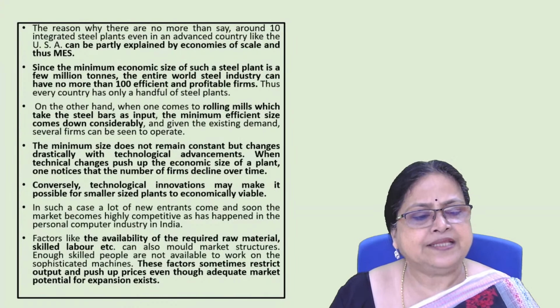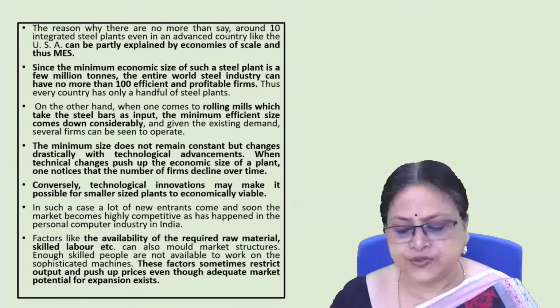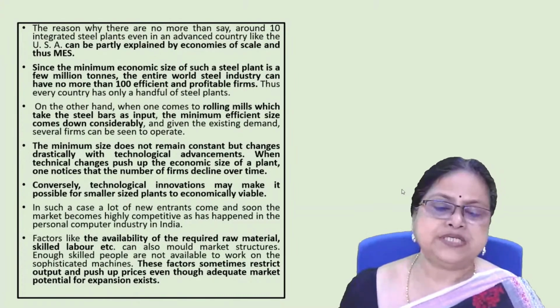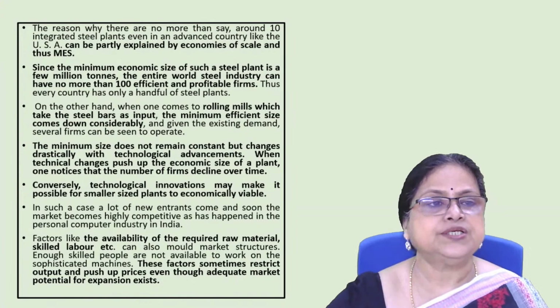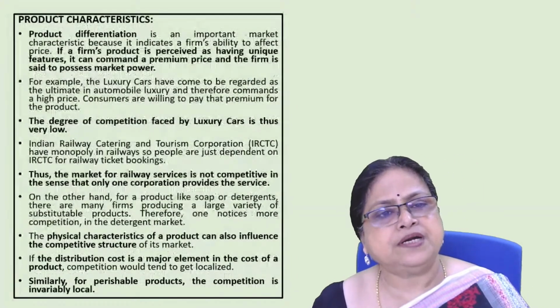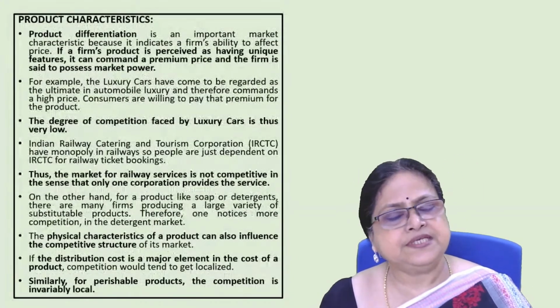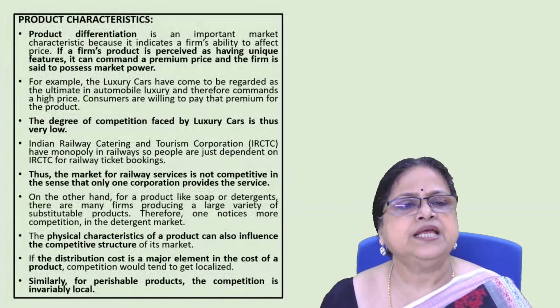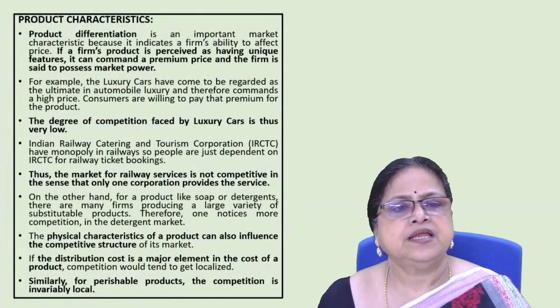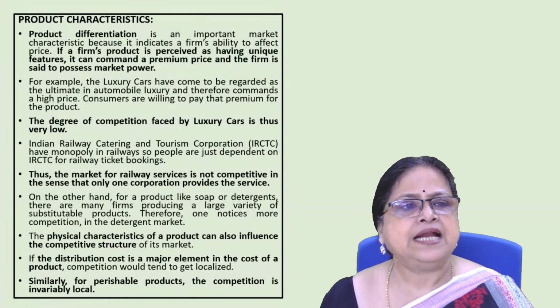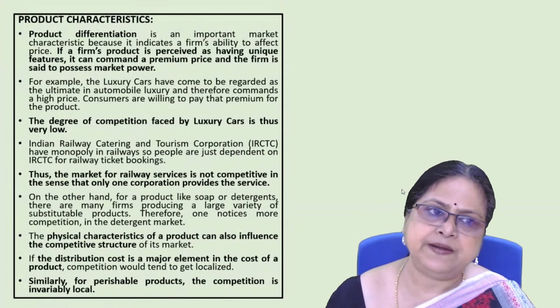So lack of availability of raw material is also another factor which can influence the market structure. Now let us come to the product characteristics. Product differentiation, we have already mentioned about it. If a firm's product is perceived as having unique features, it can command a premium price and the firm is said to possess market power.